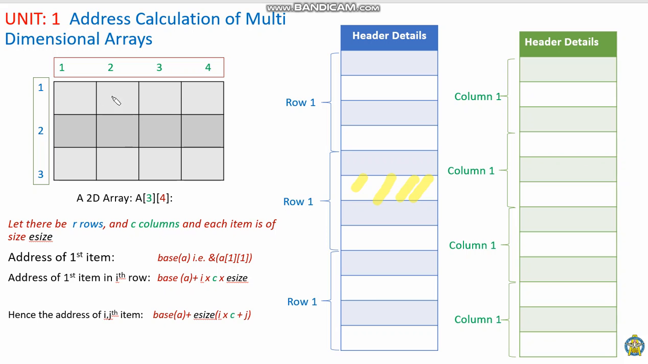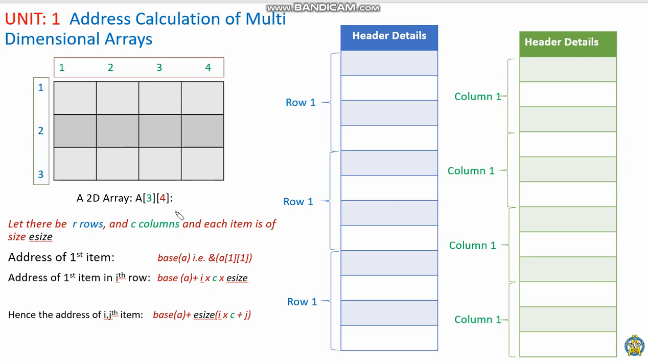Now, let's again consider the same array, 3 into 4. How do I calculate the address of a particular item within this memory representation, using what is called the linear representation within the memory, either in row major or column major? We will see here the row major and the column major. I think you should be able to arrive at the rest thereafter.